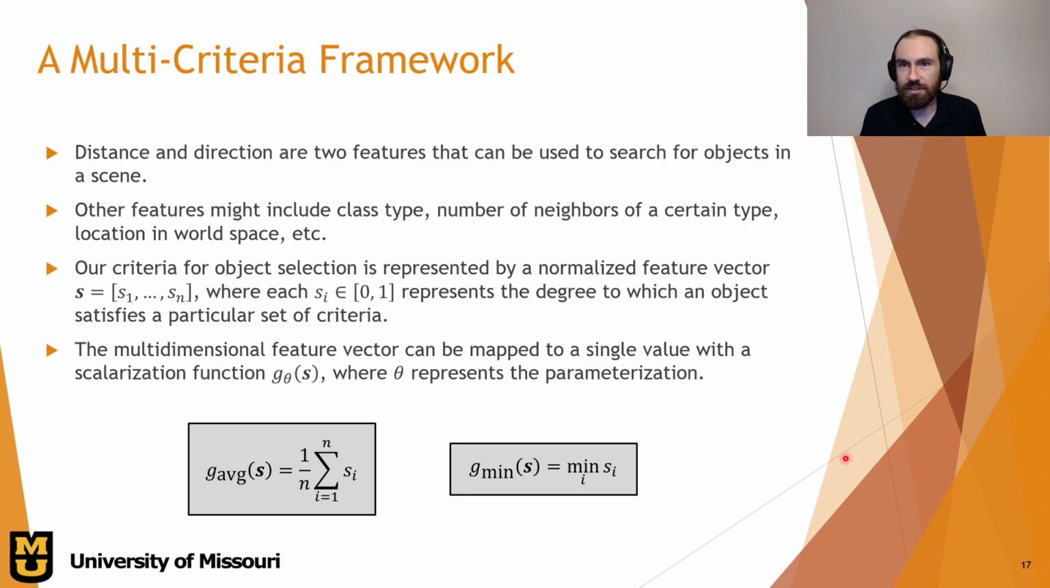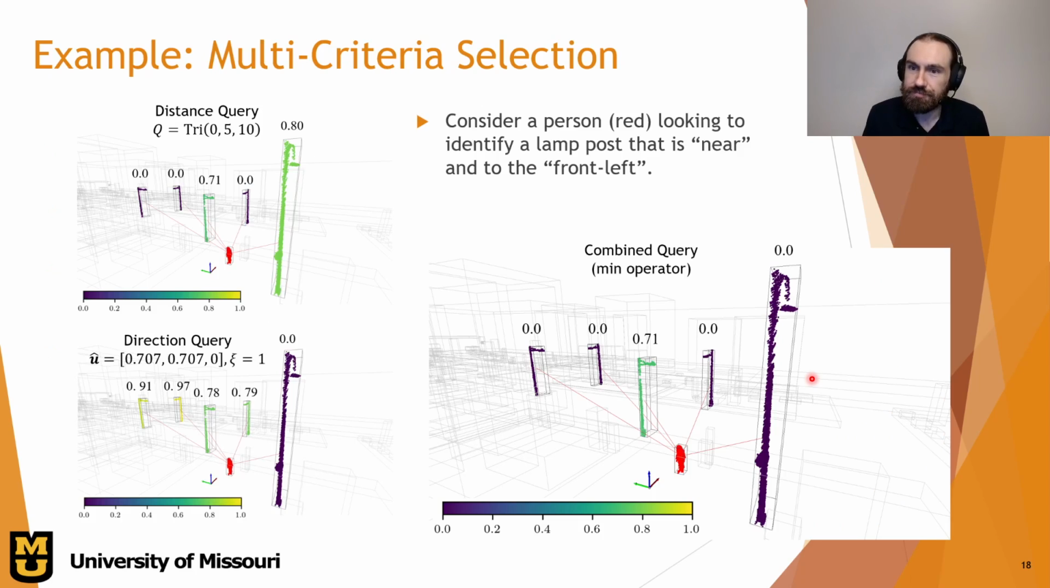Okay, so all this comes together into a nice multi-criteria framework, so we can take things like the distance and the direction as features that we use to identify objects that satisfy certain objectives or criteria. We can use a scalarization function such as the average or the minimum to aggregate all of these different features together and pick an object that best satisfies multiple criteria. So here's an example of that, where we want to select, for instance, a lamp post that is both near and to the front left.